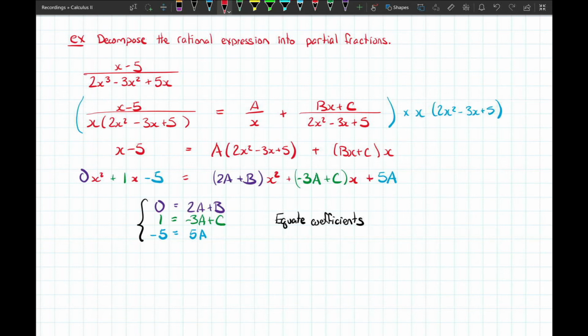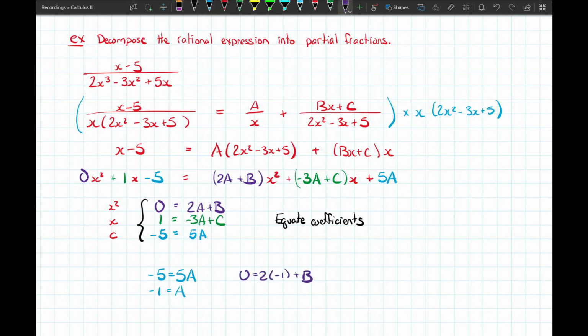We're equating coefficients of x squared, x, and constants. Now you can see I have 3 separate equations and 3 unknowns, and I can start to solve those however seems most convenient. For instance, this last equation, negative 5 equals 5a, it's pretty easy to see that a must equal negative 1. Once I know that a is equal to negative 1, then I can use that in one of the first 2 equations and solve for b or for c.